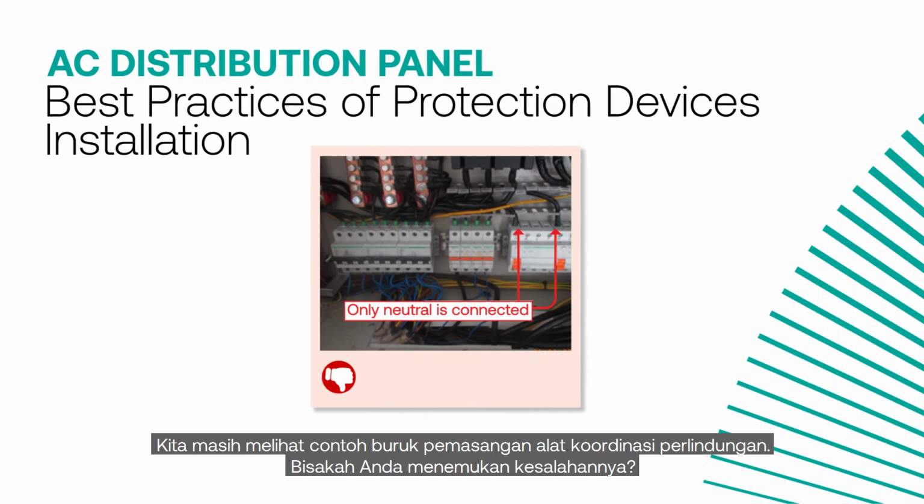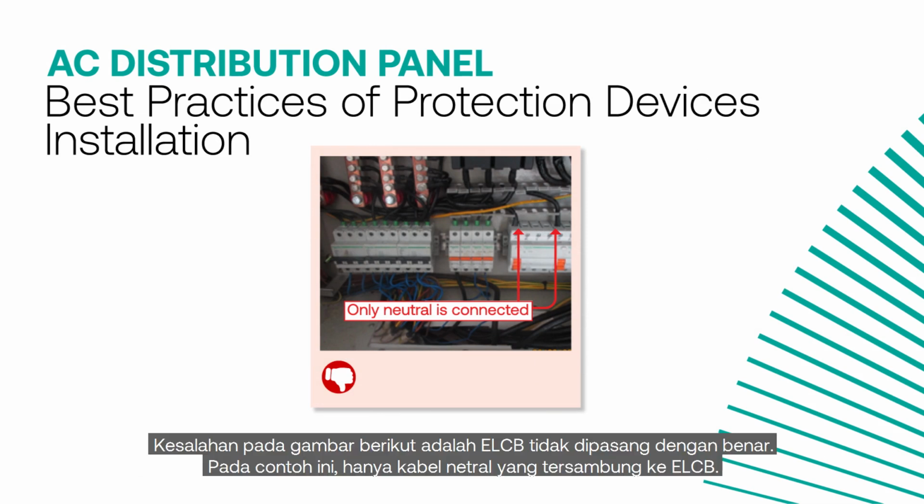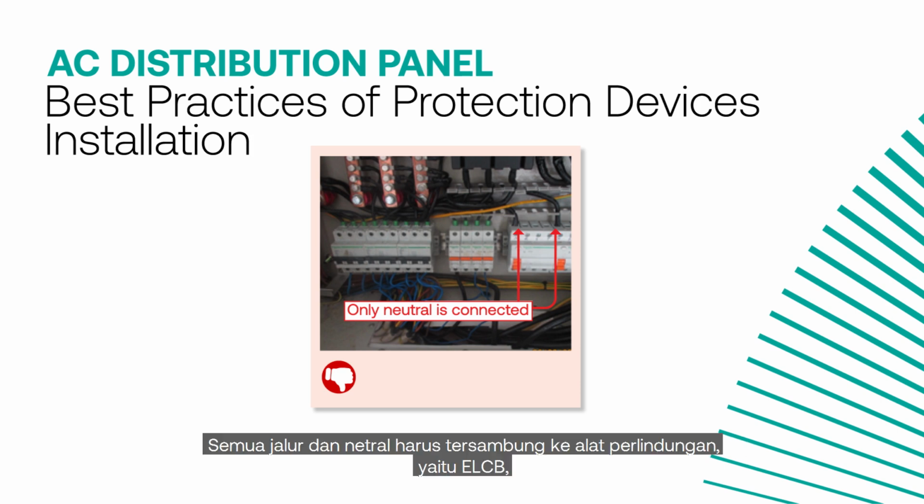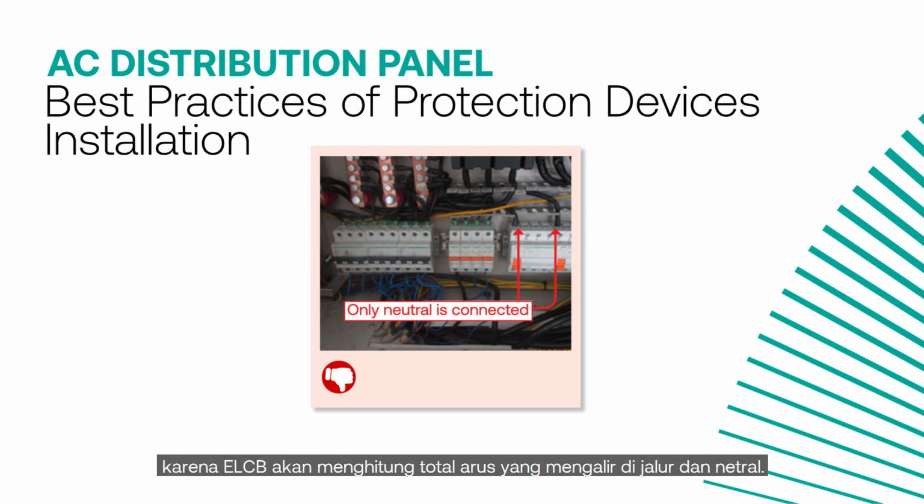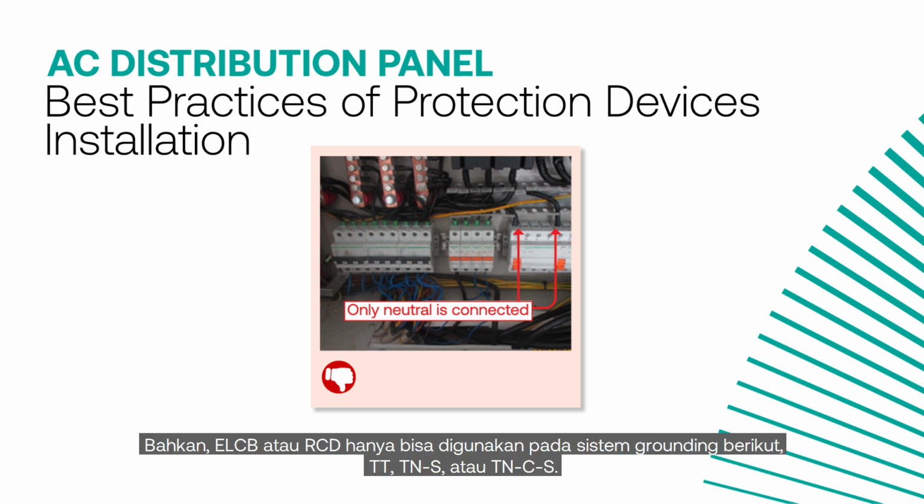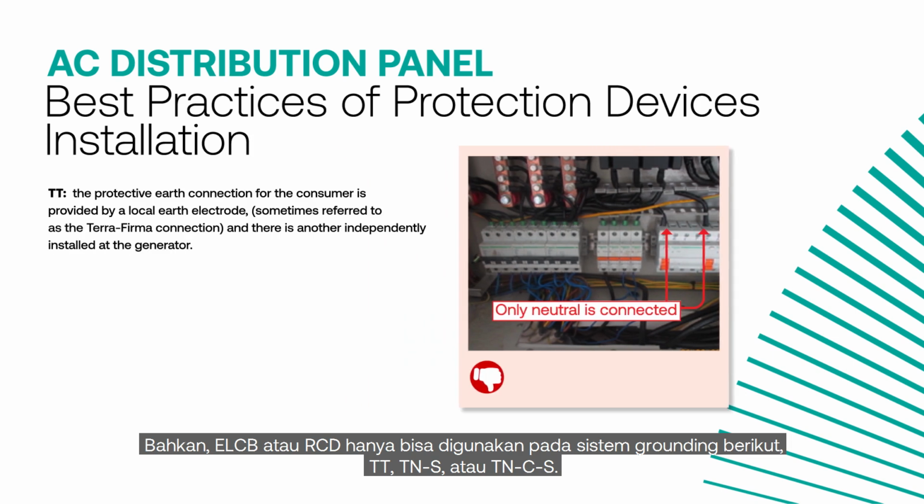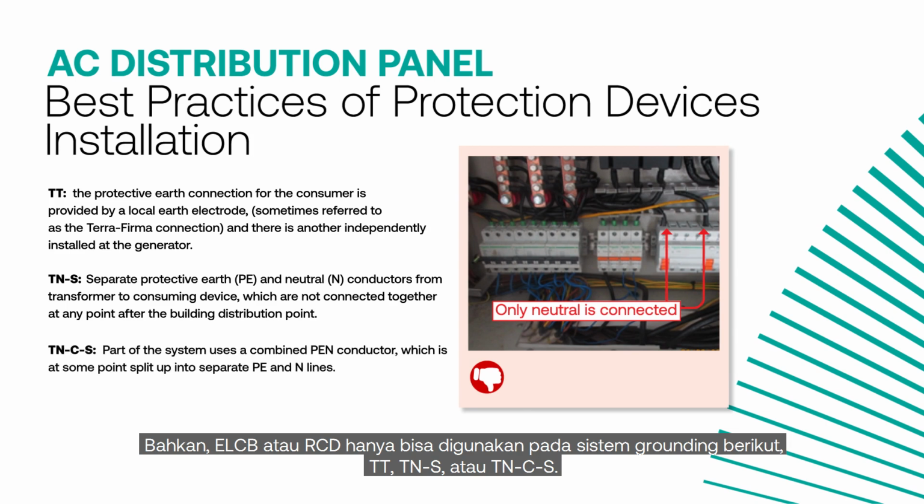We are still looking at the bad example of protection coordination devices installation. Can you spot the mistake? The mistake in this picture is that ELCB is not properly installed. In this example, only neutral cable is connected to ELCB. All the lines and neutral should also be connected to the protection device that is ELCB, as ELCB will compare the total current flowing in line and neutral. Moreover, ELCB or RCD can only be used in the following grounding system: TT, TNS, or TNCS.